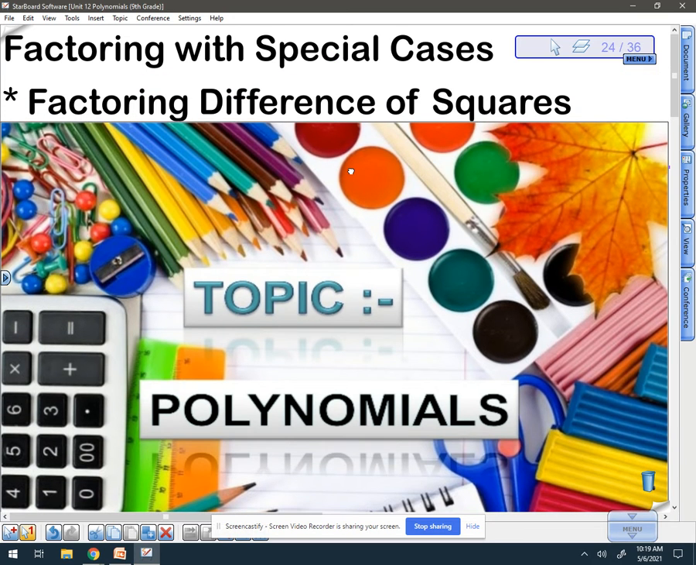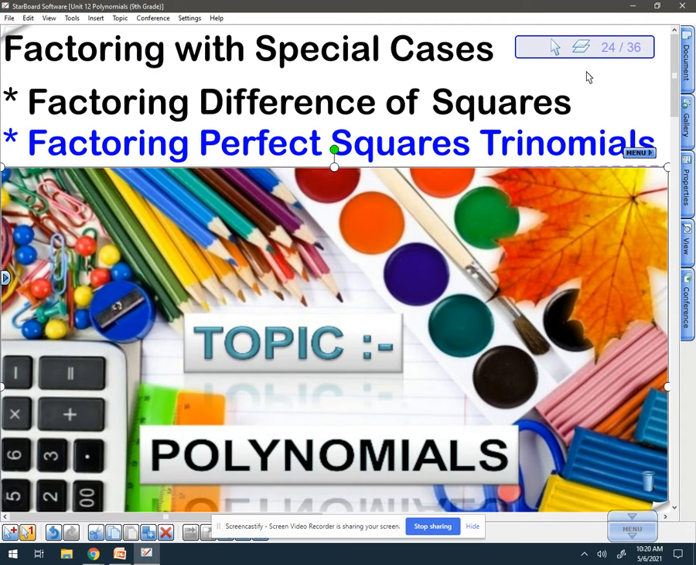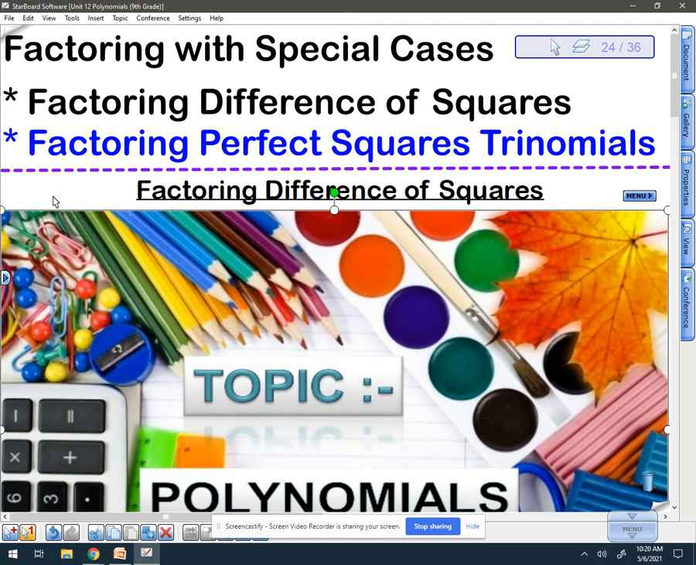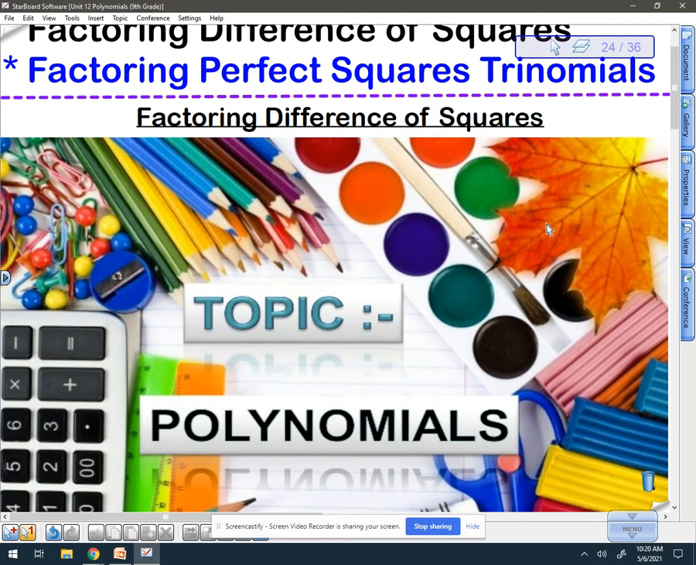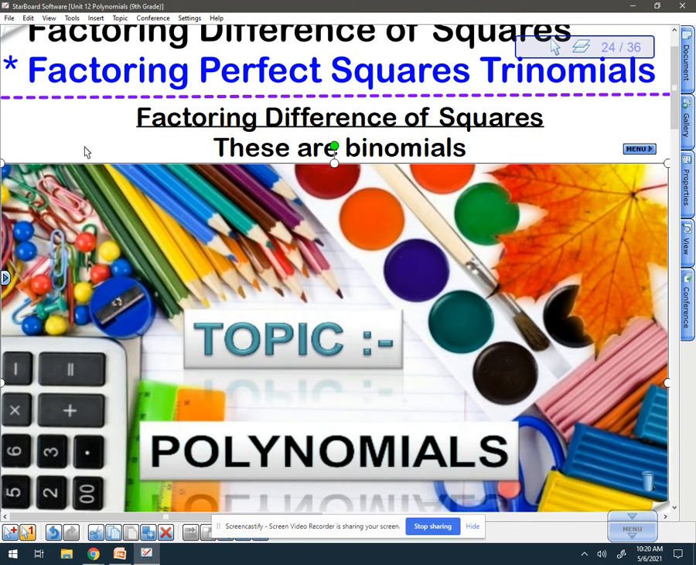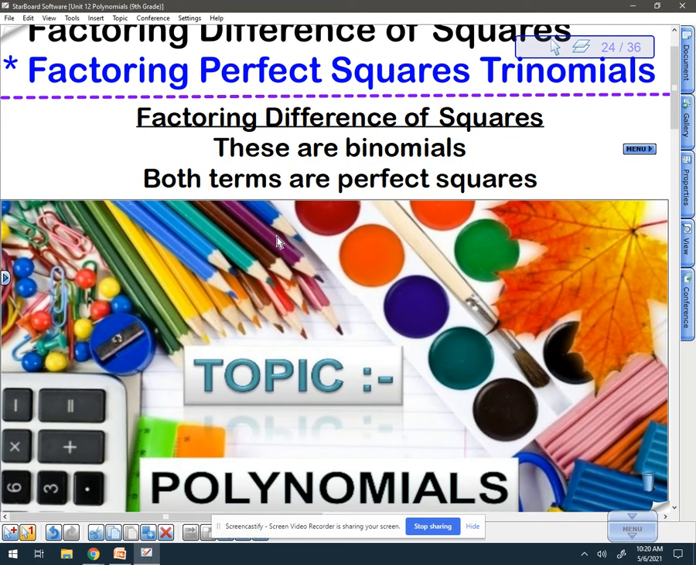So we have two types of special cases. First one's called factoring the difference of squares, and then the second one is factoring perfect square trinomials. So we'll go over the first one, factoring difference of squares and what that looks like. So these are binomials. Both terms are perfect squares. So the front term is a perfect square and the back term.